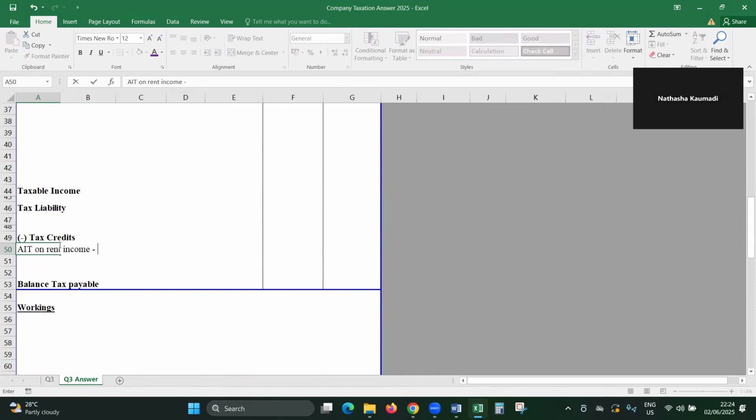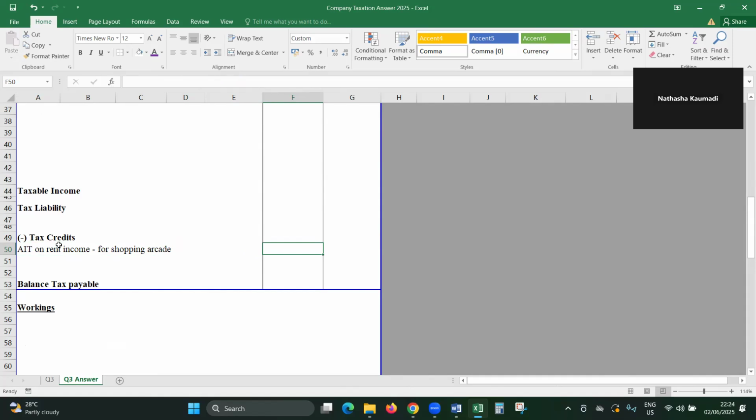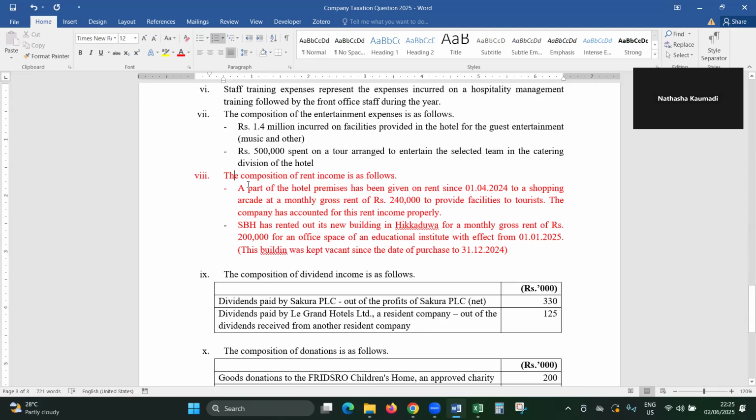What is this? For the shopping arcade, no? We have multiple rent incomes, so it is better to write those things. For the shopping arcade, how much have we paid already? I mean, the tenant has deducted from us. 240 multiplied by 12, I'm doing it without zeros. That would be the rent income. Multiplied by 0.1, that means 10%. 288,000 has been deducted by the tenant as the withholding tax. So that is the adjustment for this one. I'll be taking it like this.